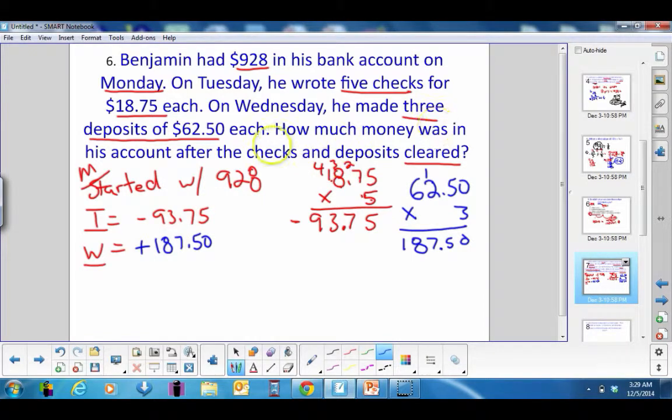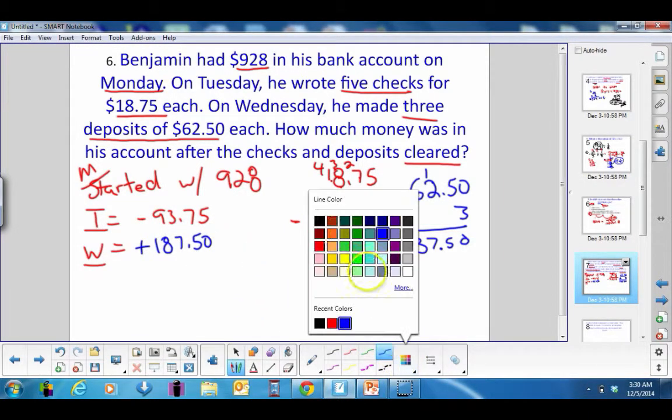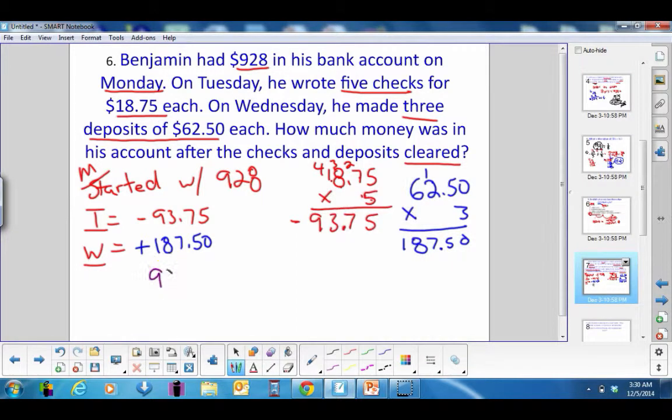So it says how much money was in his account after the checks and deposits cleared. Okay, so we can do this multiple ways. I can subtract the Tuesday first, then add Wednesday. I can add Wednesday and subtract Tuesday, however. Okay, so what I'm going to do is I'm going to go ahead and add the Wednesday first, and then I'll subtract my Tuesday. Okay, so I'm going to take $928 plus $187.50.